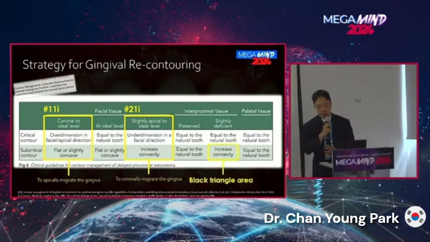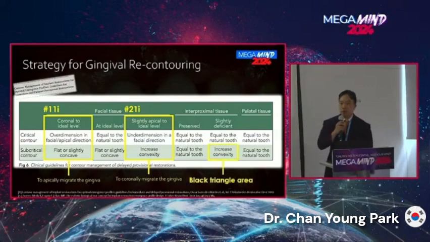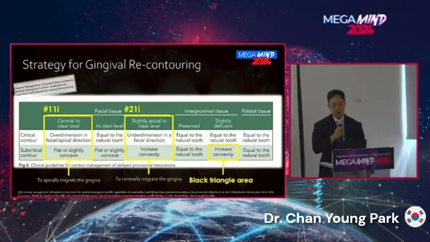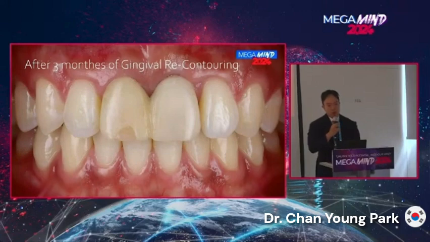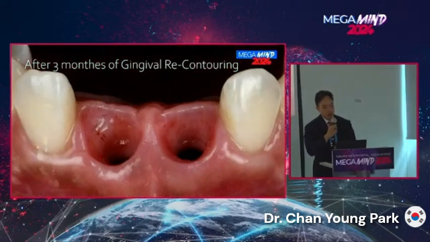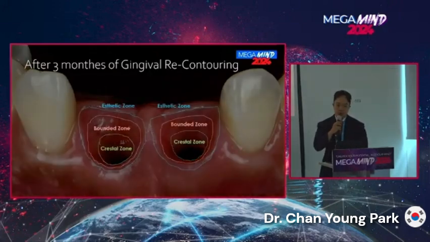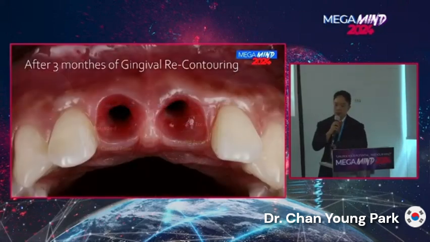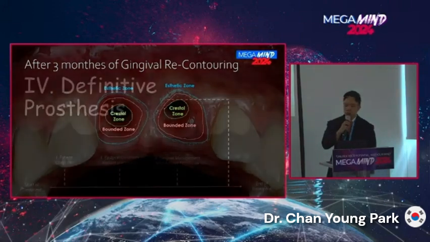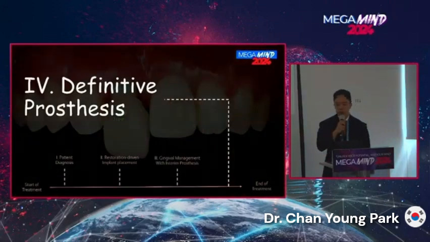And finally, for the black triangle area, the convexity of the subcritical contour has to be increased to fill in the black triangle area as much as possible. So following these principles, 3 months after gingival recontouring, we could see some improvements in the pink aesthetics. And we can see that with fewer signs of inflammation, we could see intact architecture of each zone as well. And we could also observe this on the occlusal view. So now we're ready to fabricate the definitive prosthesis.